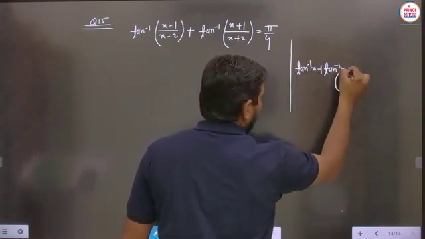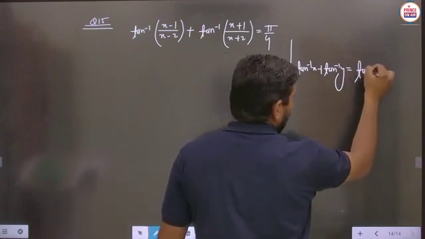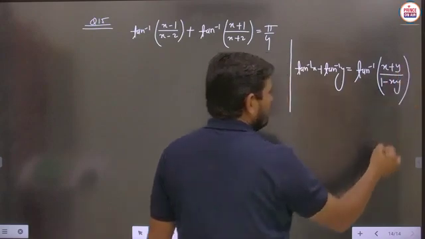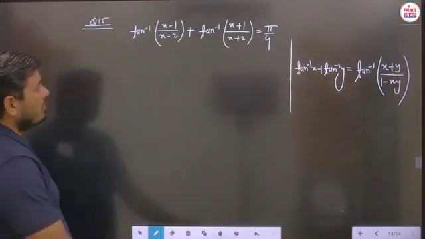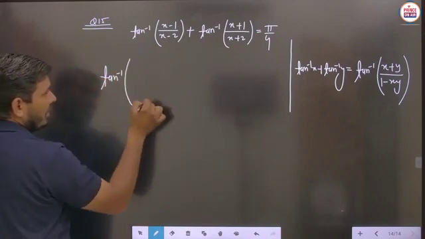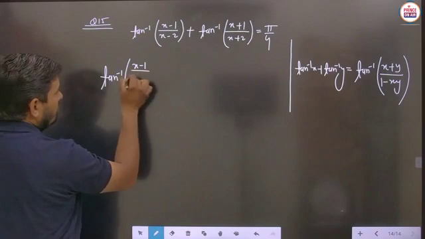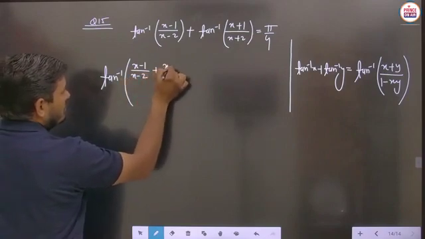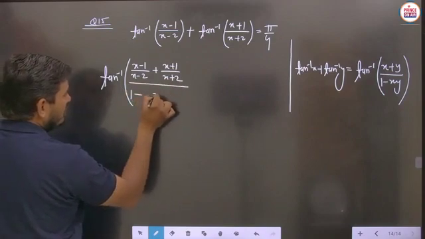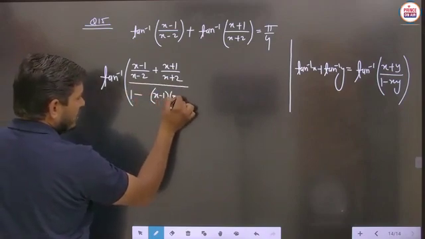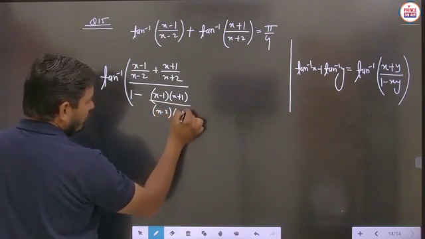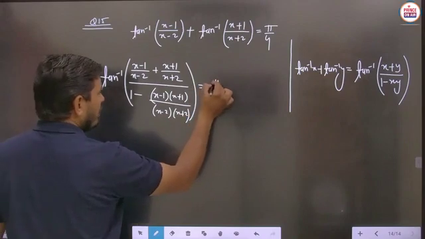Again this property will be used here, and that should be written like this: tan inverse of (x plus y)/(1 minus xy). We are using this property in this case. So tan inverse x plus tan inverse y will become tan inverse of x plus y, so (x minus 1)/(x minus 2) plus (x plus 1)/(x plus 2), upon 1 minus (x minus 1)(x plus 1)/((x minus 2)(x plus 2)). So we will write the formula as per the given terms.